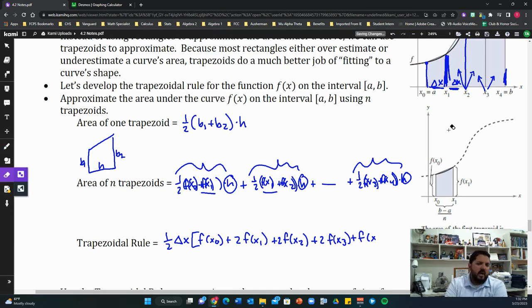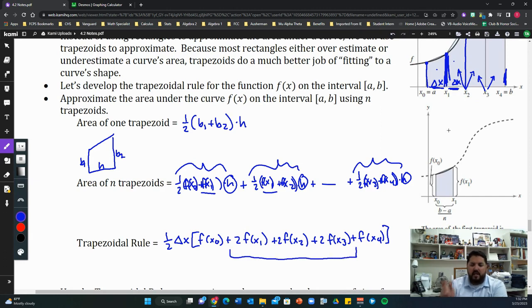So if you really think about it, no matter how many subintervals or trapezoids I have to set up here, all of these middle x values will be used twice to determine the height of 2 different bases. It'll be the second base in the first trapezoid, and then the first base in the next trapezoid. So we can speed this formula up by remembering that all of the inner heights have to be doubled.